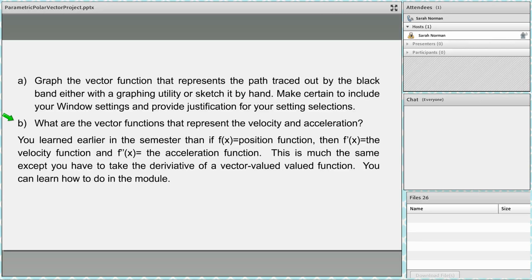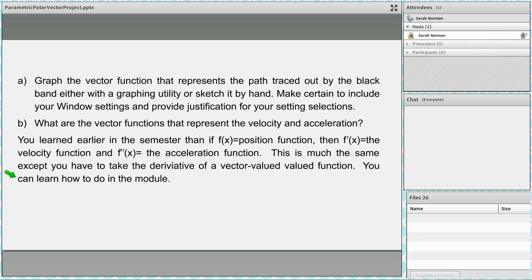So part B says, what are the vector functions that represent the velocity and acceleration? So backing up a little bit to the applications of differentiation module. You learned in that module that if f of x is the position function, then f prime of x is the velocity function, and f prime prime, or the second derivative of x, is the acceleration function. Well, this is much the same, except that you have to take the derivative and second derivative of a vector valued, oh, little typo there, vector valued function.